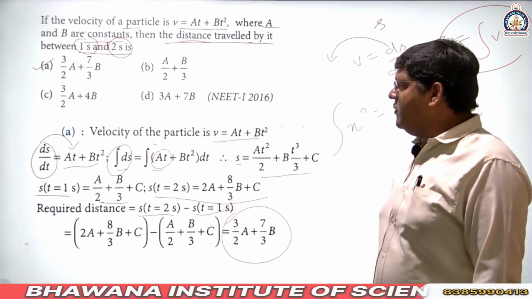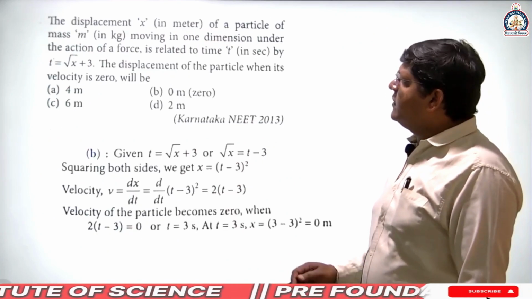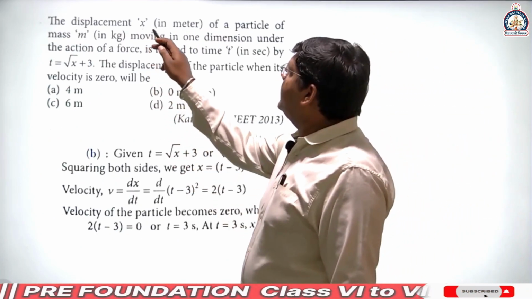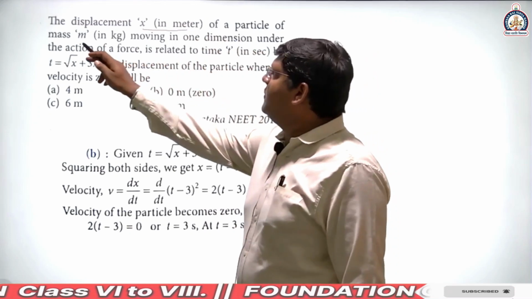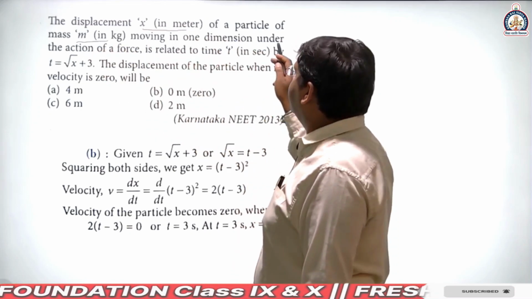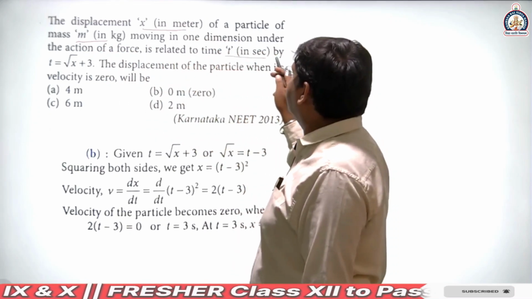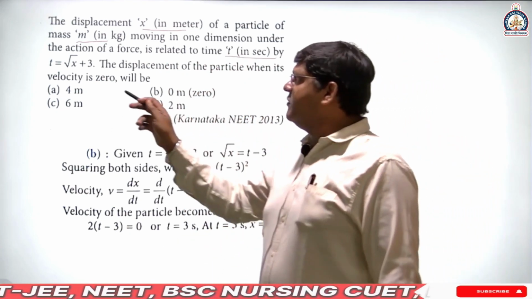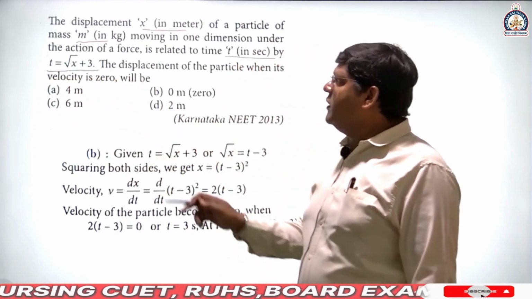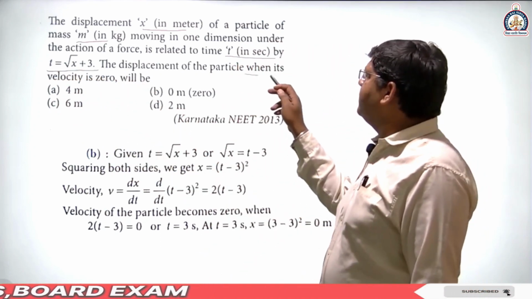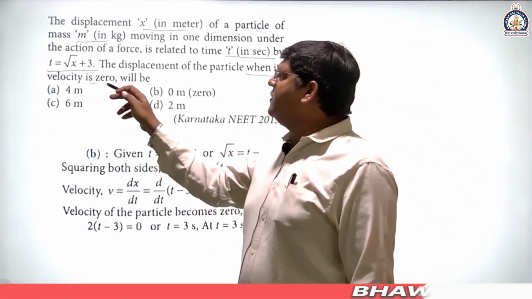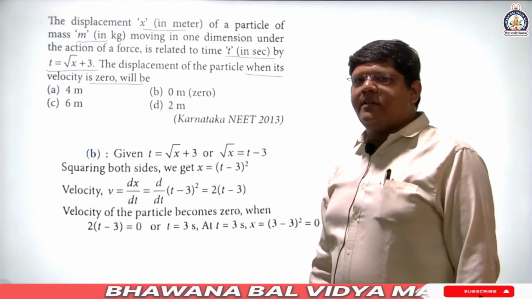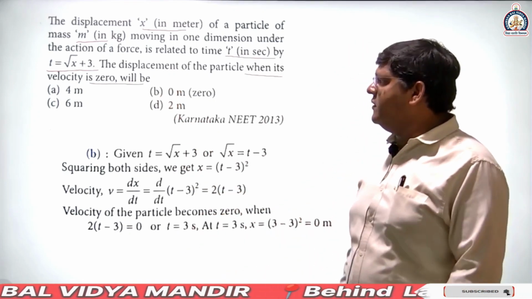Okay, now moving to the next part. The next question says the displacement x in meter of a particle of mass small m in kg moving in one dimension under action of force is related to time is given. We are provided with the relation of time and displacement: t is equal to under root x plus 3. The displacement of the particle when its velocity is 0. We have to calculate the displacement when the velocity is 0.